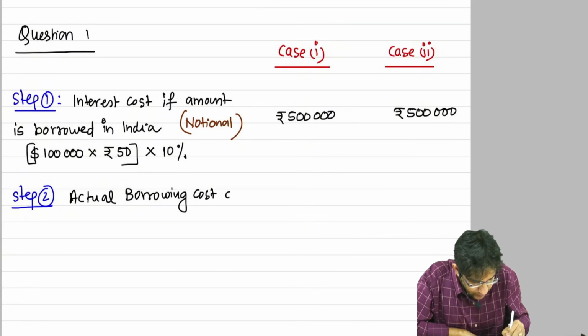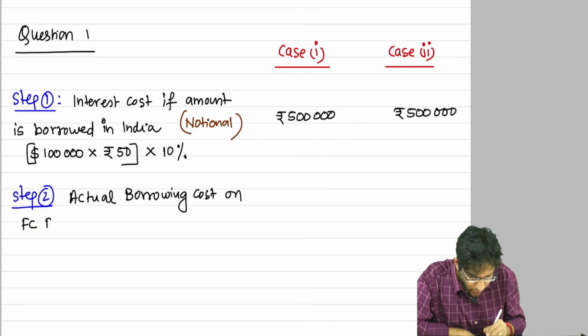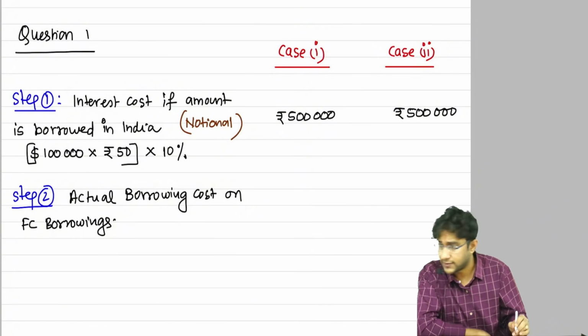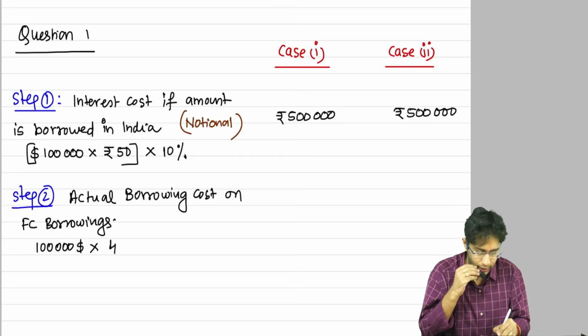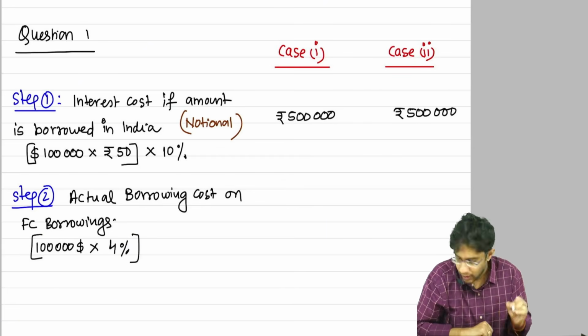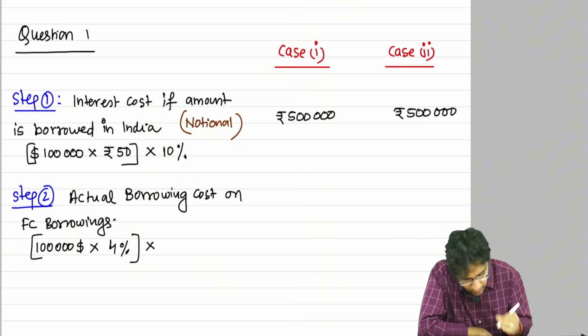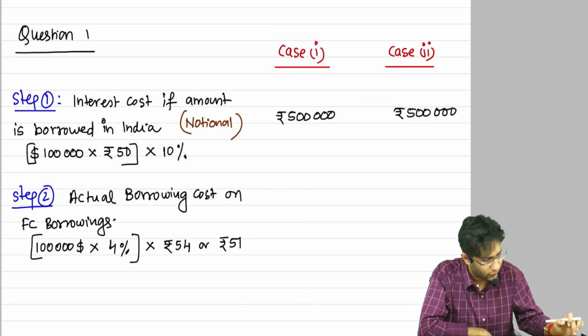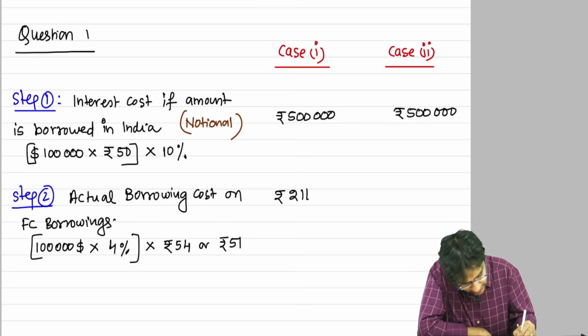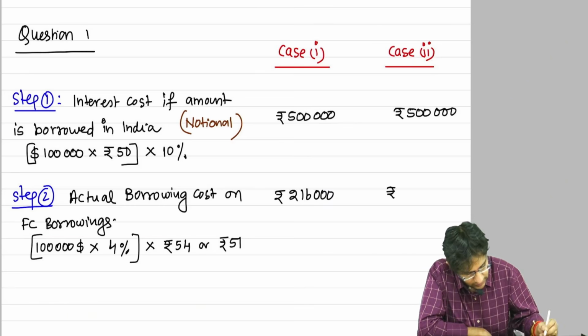Actual borrowing cost on foreign currency borrowings. So $1 lakh you borrowed. At what rate did you borrow? At the rate of 4%. That into, at the end of first year, one case exchange rate is 54. Second case rate is 51. So do the math, sir. $4,000 into 54. First case it is 2 lakh 16,000. Second case 2 lakh 4,000.